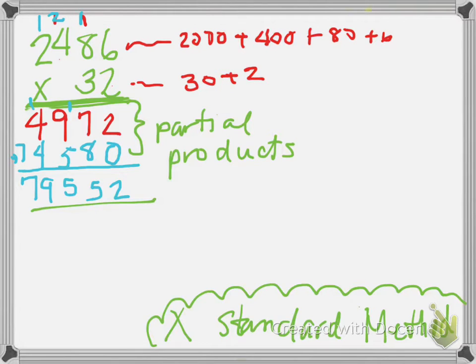It is a little bit more efficient, and as long as you understand what you're doing with this 0 here, you're fine. If you forget that 0, you will get the wrong answer, and hopefully you catch it when you look at your answer and go, that's not reasonable. But anyway, that is the standard algorithm of multiplication.